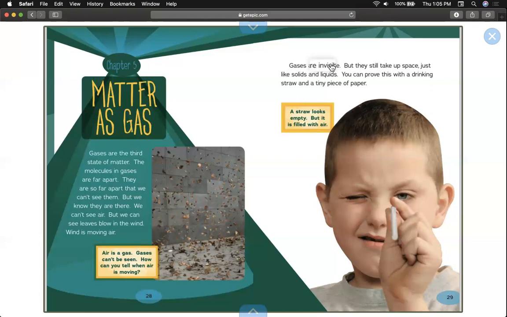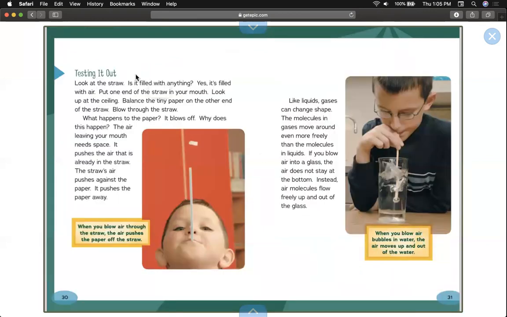Gases are invisible, but they still take up space like solids and liquids. You can prove this with a drinking straw and a tiny piece of paper. A straw looks empty, but it is filled with air. Test it out. Look at the straw. Is it filled with anything? Yes, it's filled with air.